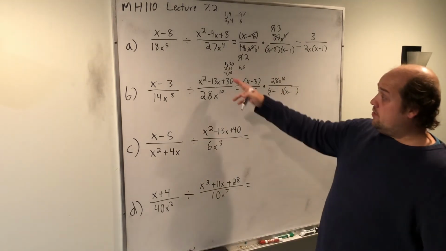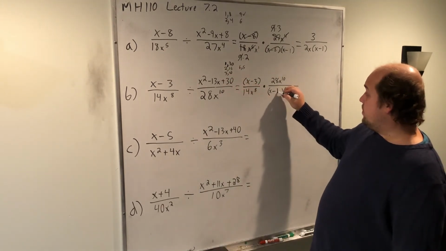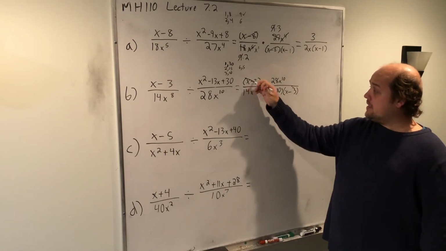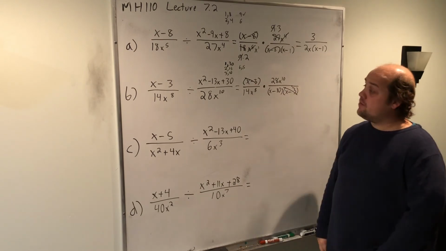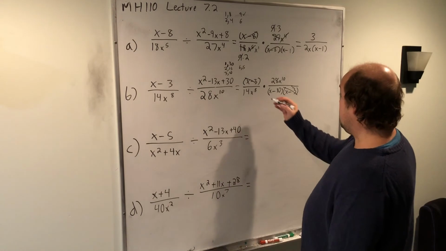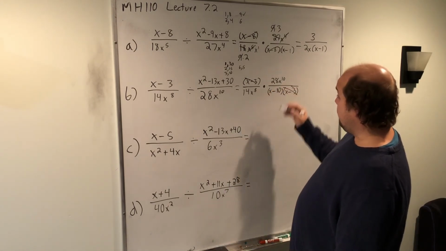The one that adds to 13 is 3 and 10, so I'm going to put the larger one here, the smaller one here. When I now go to reduce, this x minus 3 and this x minus 3 is a repeated factor, top and bottom, that can be reduced. Here I have x to the 8th, here I have x to the 10th.